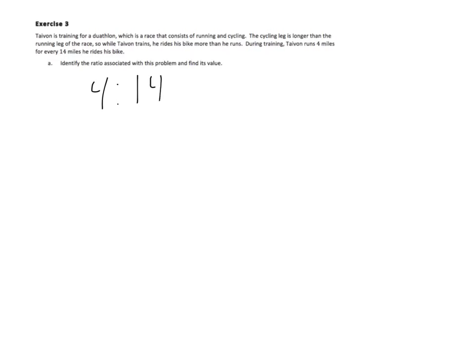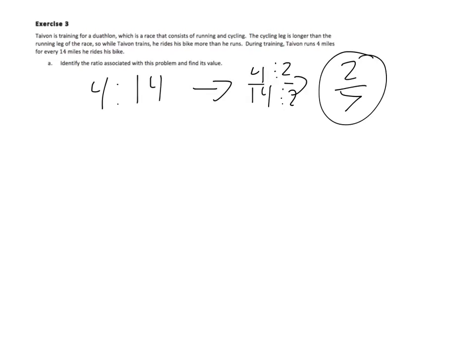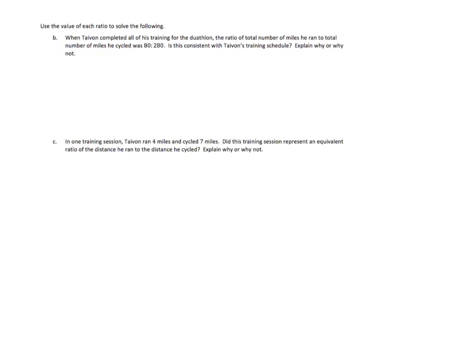Now we need to find the value of this ratio. Remember, the value of the ratio is just the quotient, the dividing of the two numbers. So 4 divided by 14. Let's leave it as a fraction, but reduce it if we can. To reduce it, I'm going to divide the top and the bottom by 2. 4 divided by 2 is 2. 14 divided by 2 is 7. So the value of this ratio is 2/7. Next, let's use this to answer a few more questions about Tavion's training.